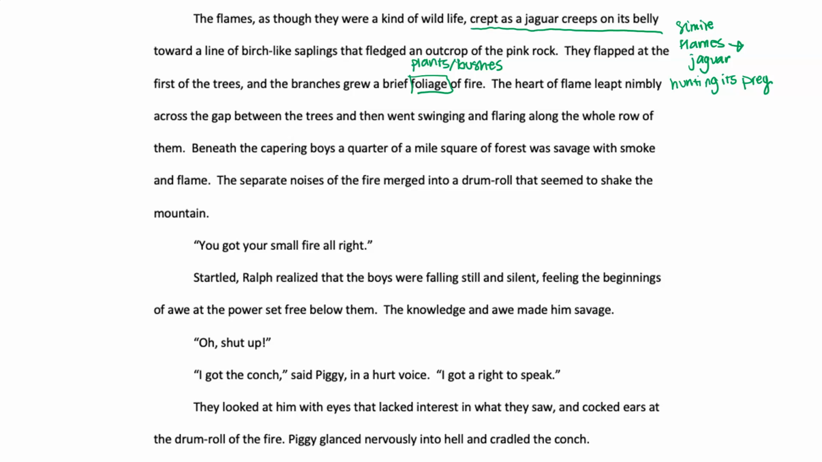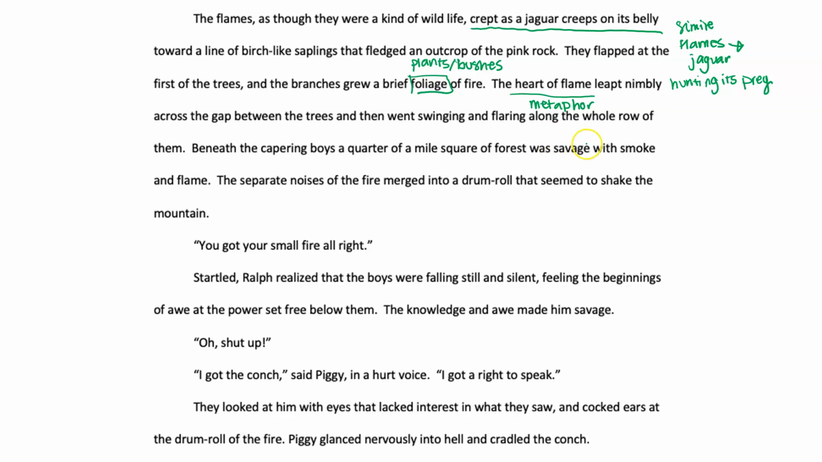passage. "The heart of flame leapt nimbly across the gap between the boys." So heart of flame, I think, is kind of a metaphor here. It's not an actual heart. It seems like he's still describing it almost like an animal because it's leaping nimbly and swinging and flaring. "And then went swinging and flaring along the whole row of them. Beneath the capering boys, a quarter of a mile square of forest was savage with smoke and flame."